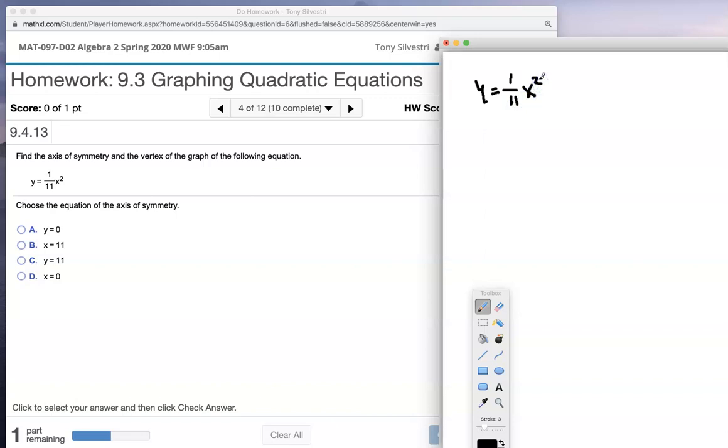Okay. Can you tell, from what we just said so far, what do you think the vertex is? I would think it's (0, 0). That's the vertex. Why did I come up with that?